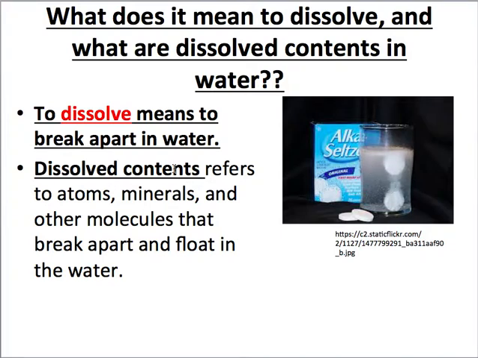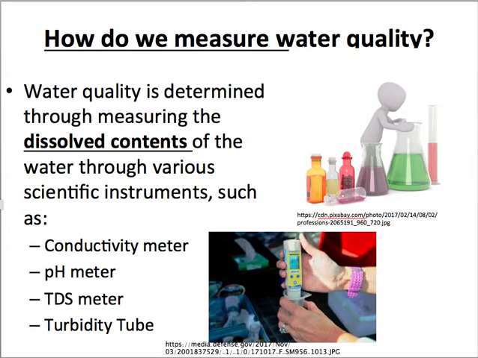So when we talk about dissolved contents in water, dissolved contents means all the atoms, minerals, and other molecules that are floating around in the water because it dissolved. So when we measure water quality, we are measuring the dissolved contents of the water. We're trying to figure out what are the things that are floating around in the water, things that we can't really see with our eyes, and we use things like conductivity meters, pH meters, TDS meters, turbidity too. And I'm going to teach you what each of these things are in the presentation.